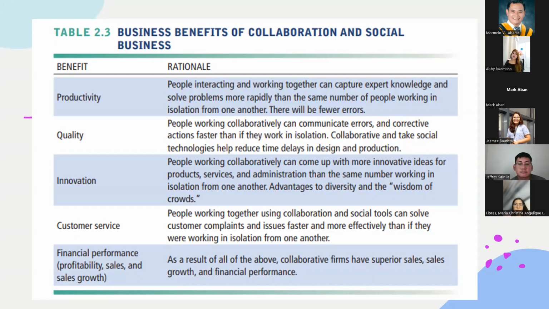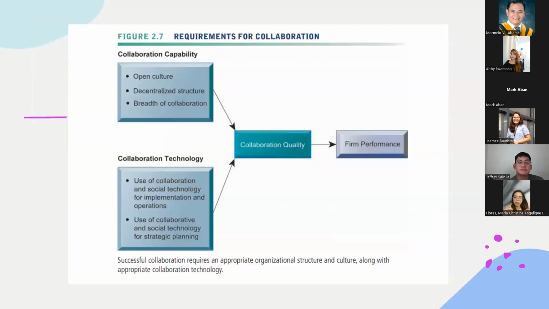Another example is customer service. People working together using collaboration and social tools can solve customer complaints and issues faster and more effectively than if they were working in isolation from one another. Figure 2.7 graphically illustrates how collaboration is believed to impact business performance. Successful collaboration requires an appropriate organizational structure and culture along with appropriate collaboration technology.